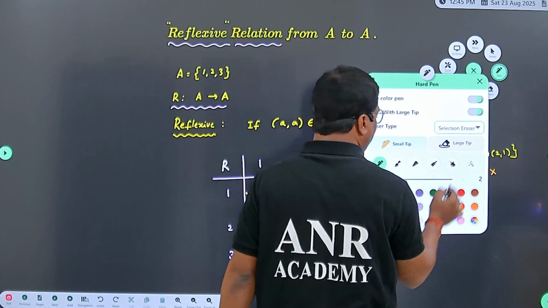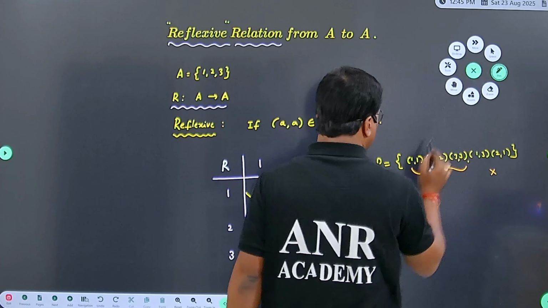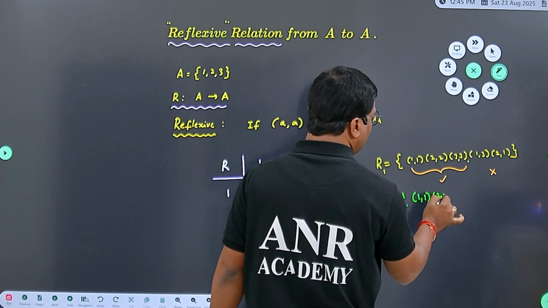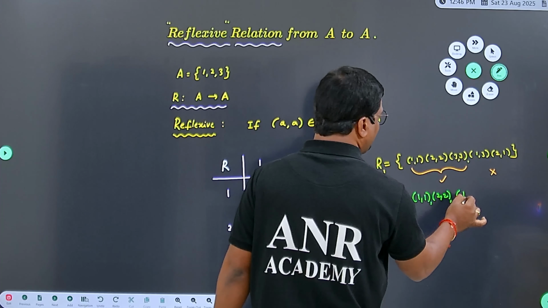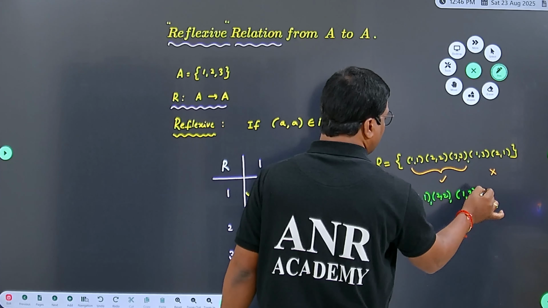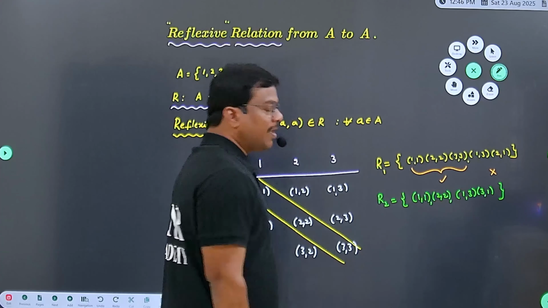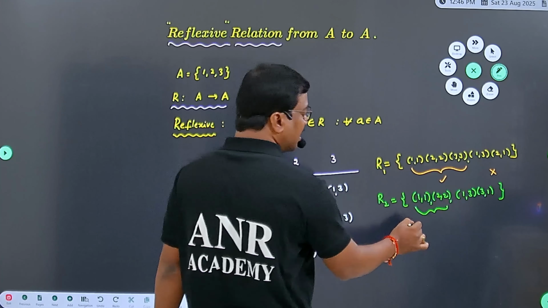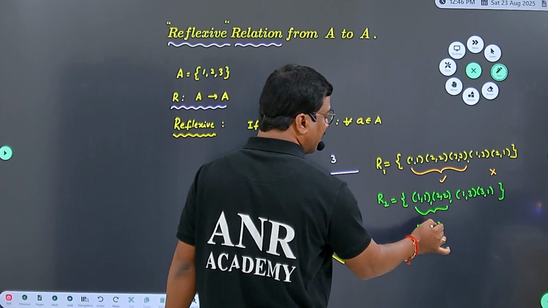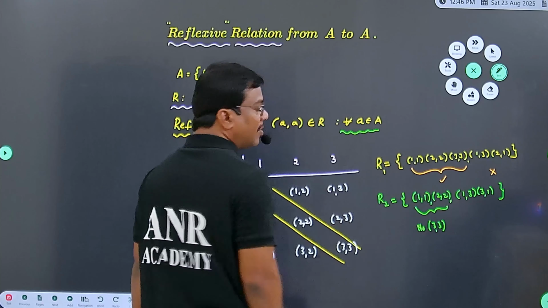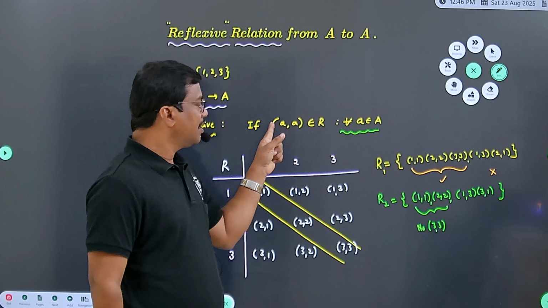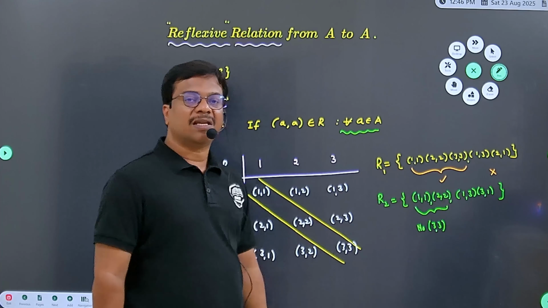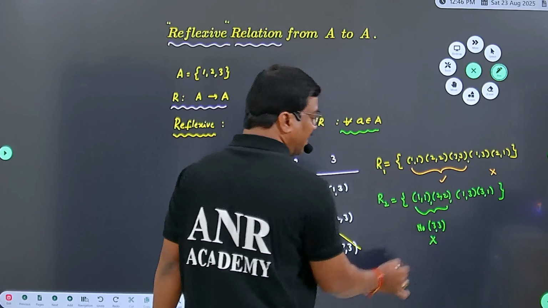Next, one more example I am going to write. Suppose that R2, another relation, has entries (1, 1), (2, 2), (1, 3), (3, 1). Here only two diagonals are present, but there is no (3, 3). By the definition, for all entries the pair must be of the form (a, a), but there is no (3, 3), so it is not reflexive.